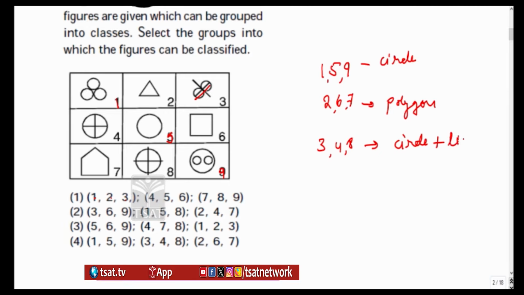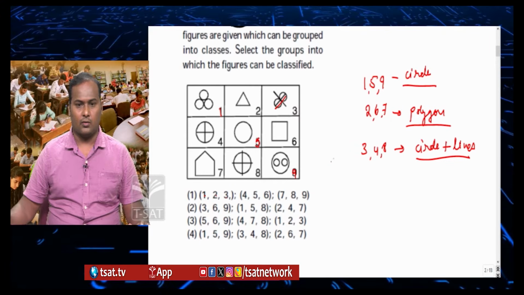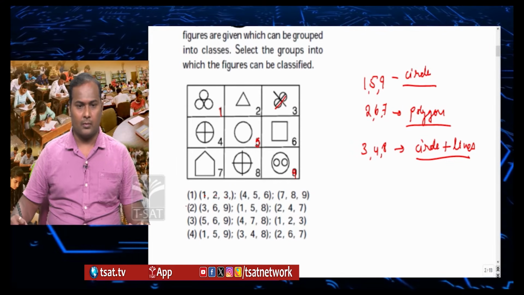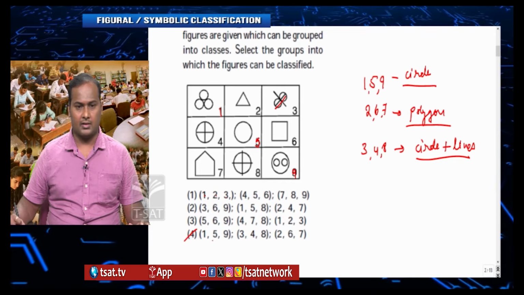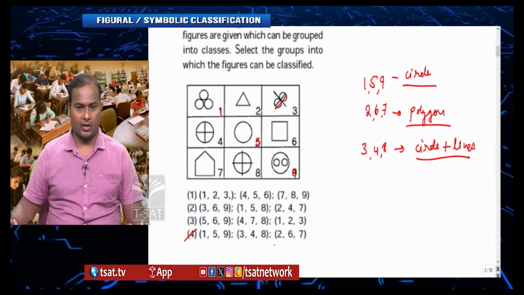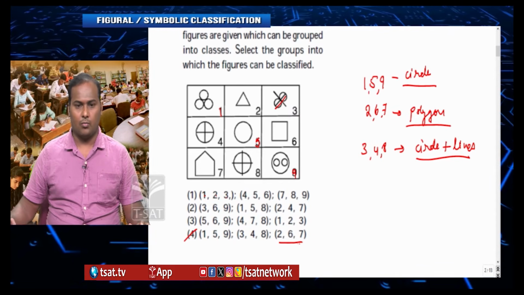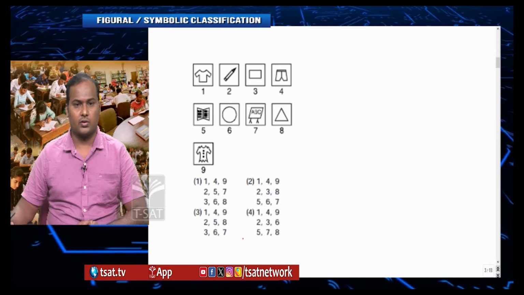plus lines. So the student needs to recognize these characters, whether circles are given, or polygons, or circles and lines both. Based upon this, your answer will be option 4. 1, 5, 9 are circle, 3, 4, 8 are both circle and lines, 2, 6, 7 are polygons.